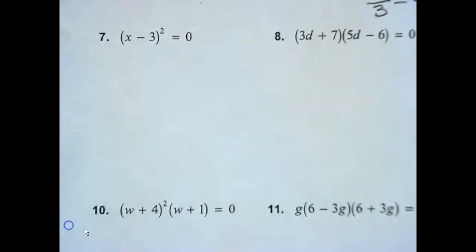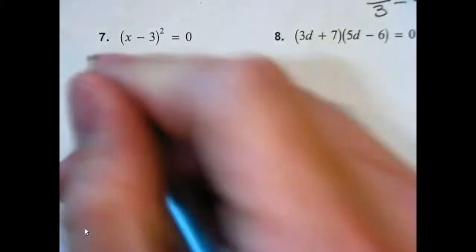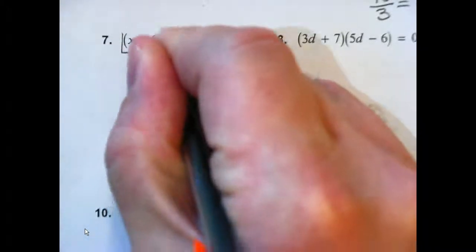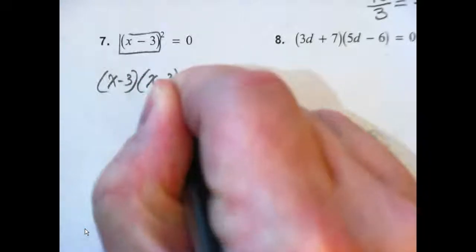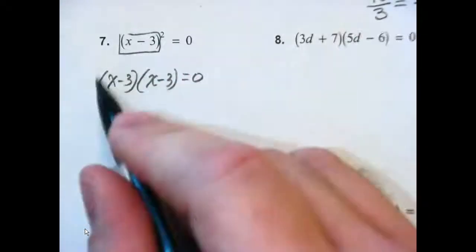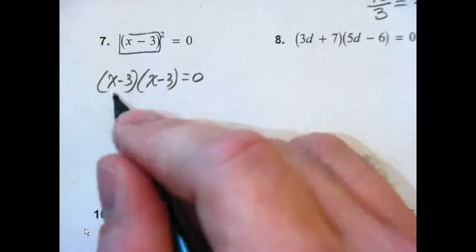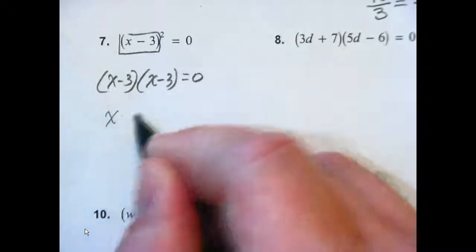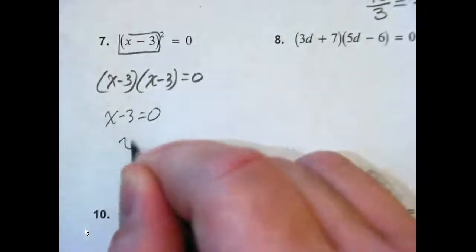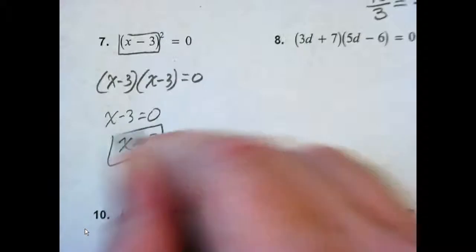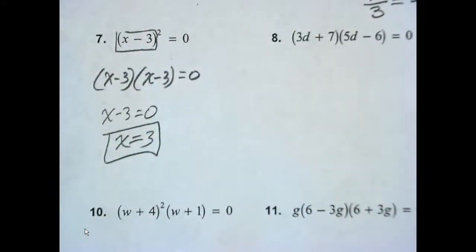Jonathan, what do you think it is? Okay, what's the answer? X equals 3. How'd you get that? So we have x minus 3 squared. And really, it's going to give us the same answer either way. So if x minus 3 equals 0, then x has to be 3. You only have to write it once. You don't have to write it twice. Any questions?